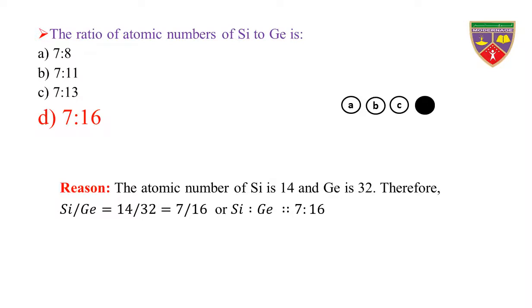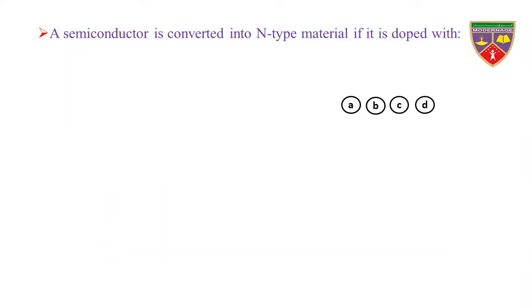Reason: the atomic number of silicon is 14 and germanium is 32. Therefore, silicon to germanium ratio is equal to 14 to 32, which can be written as 7 to 16. Hence, the ratio of atomic numbers of silicon to germanium is 7 to 16.